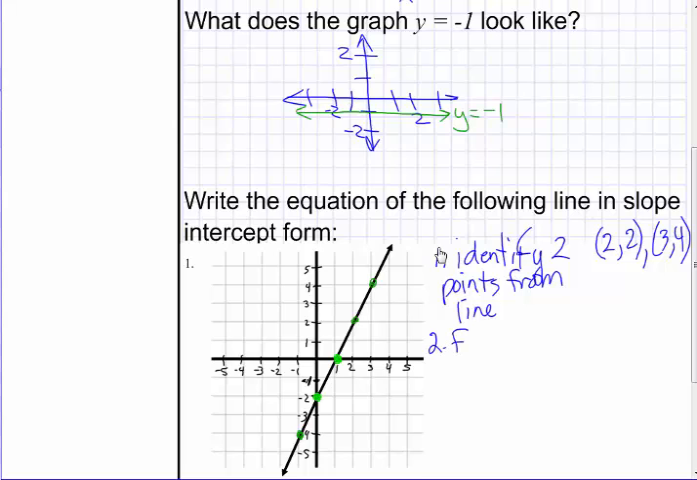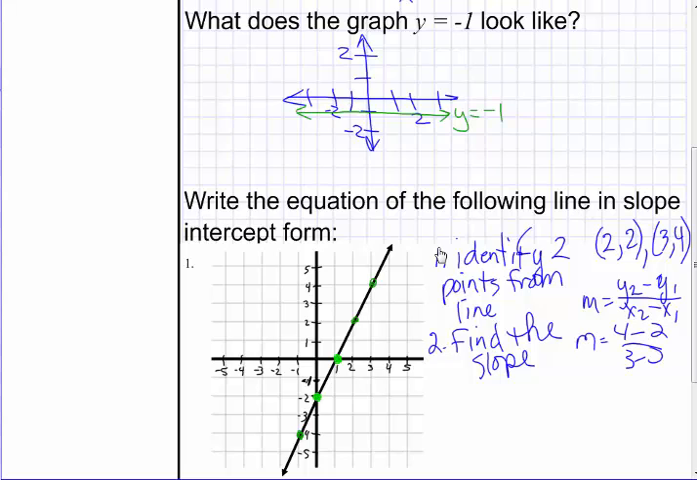Then you're going to find the slope. So you have to calculate the slope. So remember that's m equals y2 minus y1 over x2 minus x1. Okay, so you plug them in. So 4 minus 2 over 3 minus 2, 2 over 1, which is 2. So we have a slope of 2.